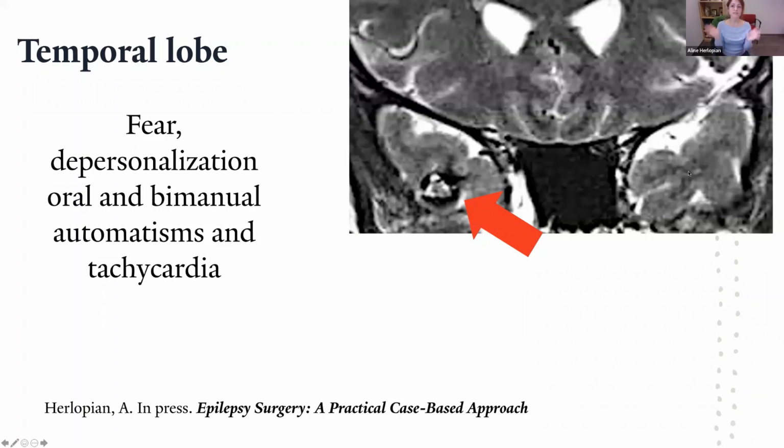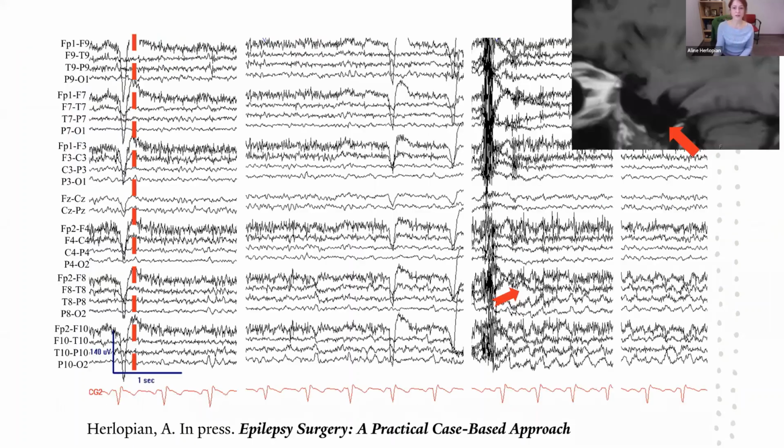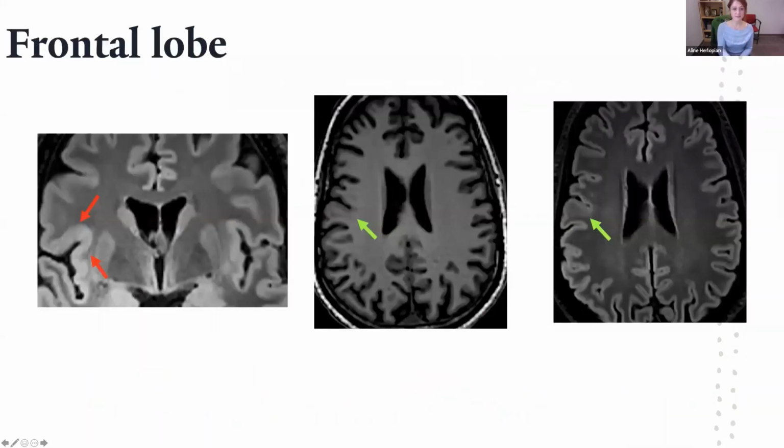This is another case, as you see here, in the temporal pole. The temporal pole is the anterior-most part of the temporal lobe. It's a neocortical region, and it has high connectivity with the hippocampus. If you see the symptoms, fear, depersonalization, oral and bimanual automatism, tachycardia, those all point to mesial temporal manifestations. However, the seizure starts from this area, propagates to the hippocampus, activates it with the ictal pattern, and causes the manifestations. Within the scalp EEG, it was a right-sided seizure.